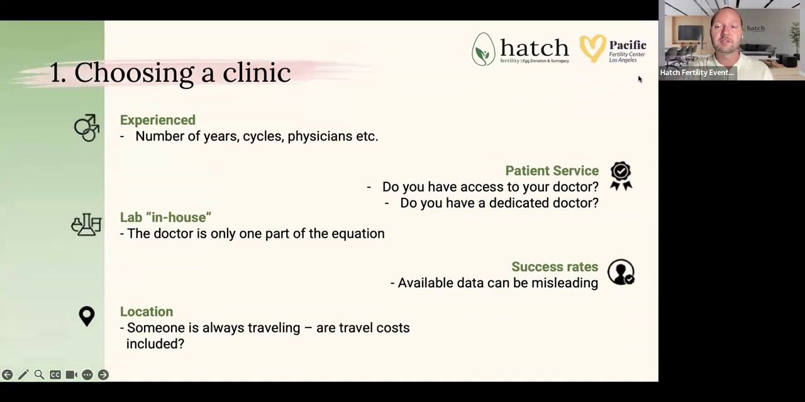Choosing a clinic becomes a little bit more technical in terms of experience and number of cycles, for example. How many physicians are there, who are the physicians, do you have direct access to your doctor? Do you also have a dedicated doctor that's going to do all of the steps for you, including screening your surrogate, for example?